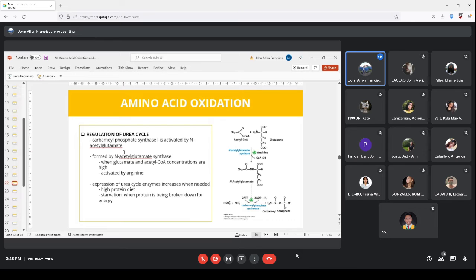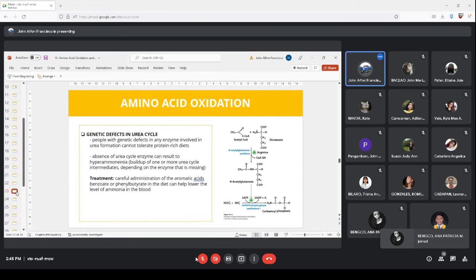Okay? And then next will be the expression of urea cycle enzyme sequences when needed, as in a high protein diet and in starvation. The pathway depends: either you excrete urea, or you use your amino acids in the conversion of pyruvate to form glucose. Okay? Question so far? None yet. Okay?